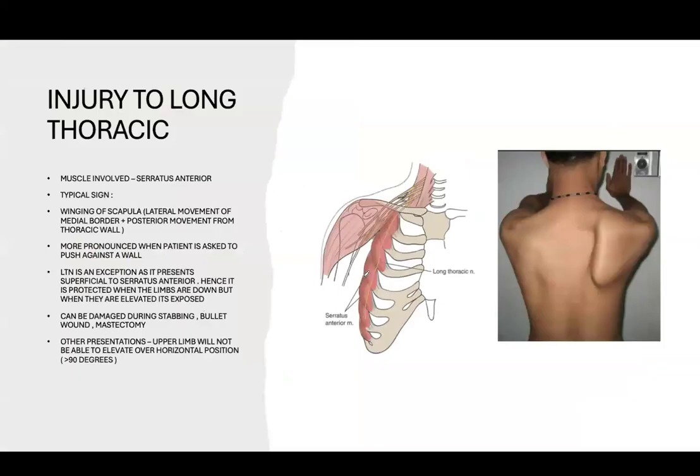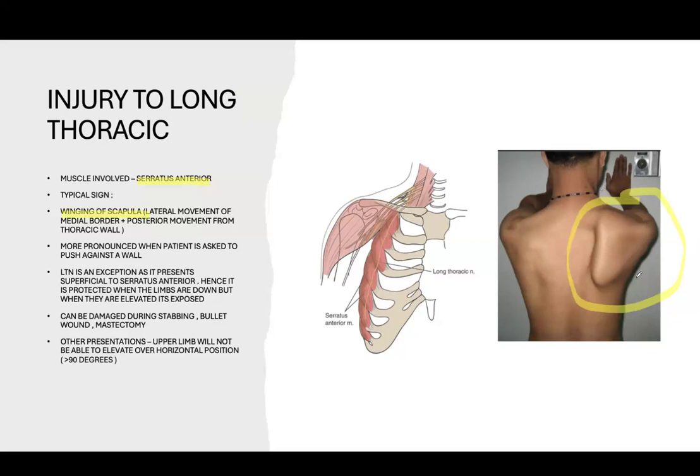So now you're going to have injury to the long thoracic nerve, one of the most important cases, pretty much guaranteed to come in the exam. The muscle involved would be the serratus anterior muscle, which is this muscle over here. And the typical sign, which would be given in the question, is the winging of the scapula, which is this right here. It's basically called winging because it looks like this person has a wing.